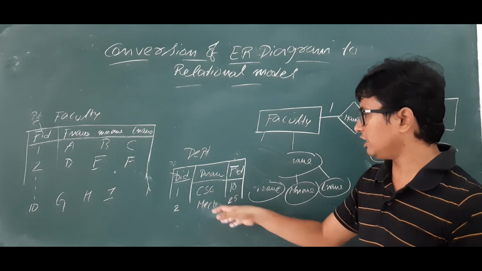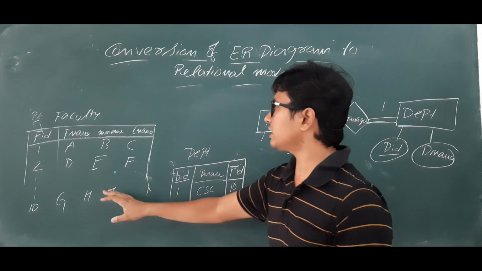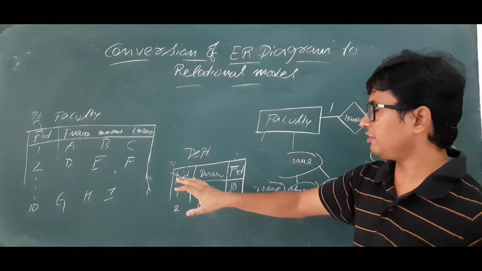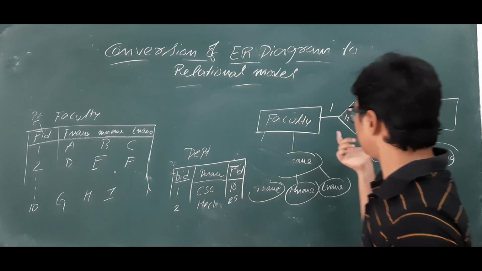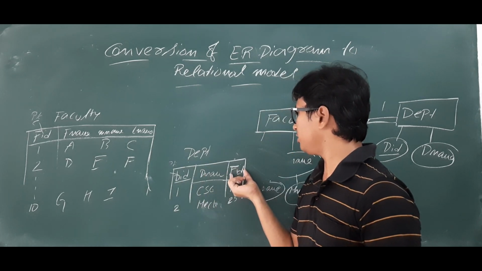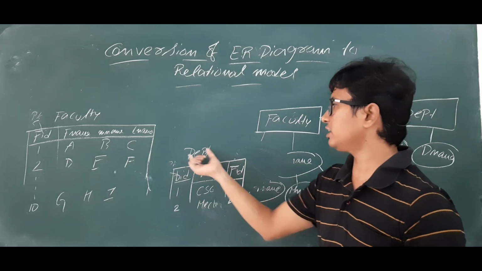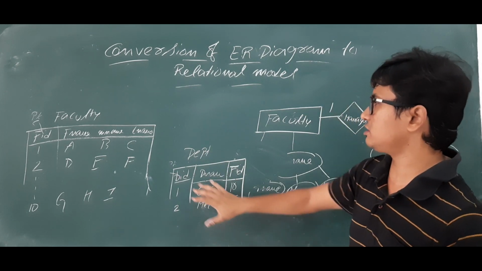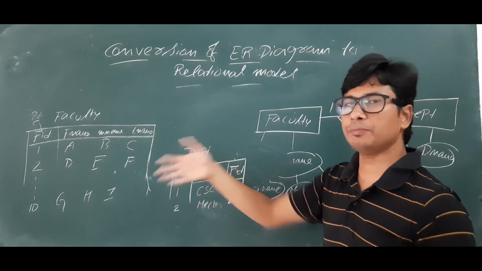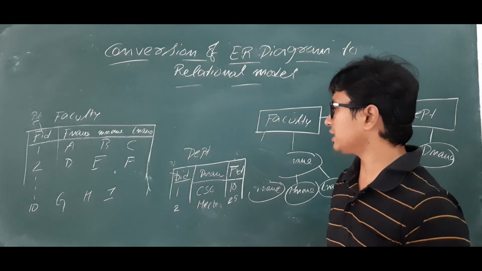Now if you see, there are no null values anywhere. So I can say that this is a better design: you should make the primary key of the faculty relation a foreign key in the department. This is better because there are no null values. In the previous case, you can find some null values. Is it clear? Are you able to understand it or not?